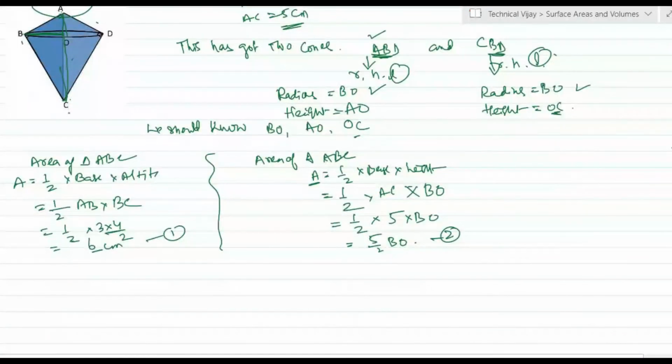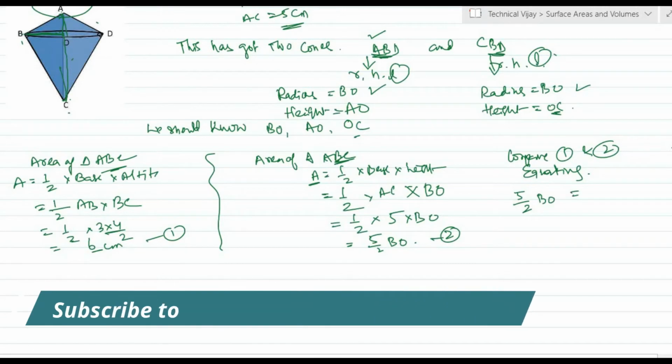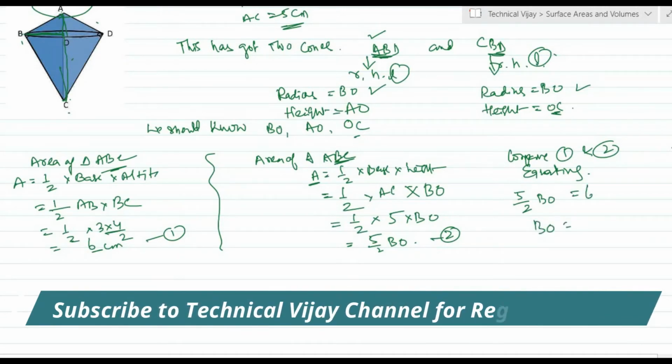So compare equation 1 and 2. Both are related to the area of the same triangle, so now we will equate them. So 5 by 2 BO is equal to 6 centimeter square. So BO is equal to 6 into 2 divided by 5. So BO is equal to 12 by 5 centimeter. We got BO, so now we have to calculate AO and OC.